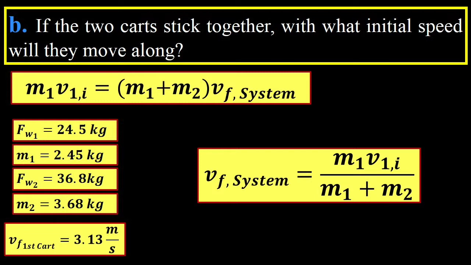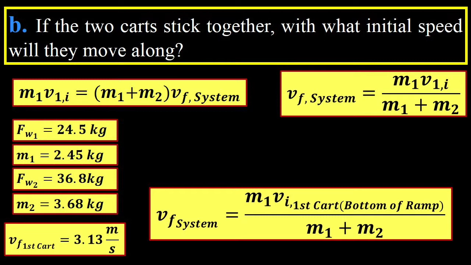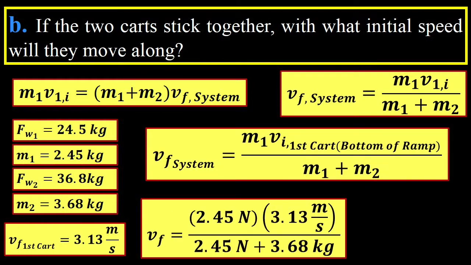I use the property of symmetry to flip-flop them and then divide through. So it's going to be M1 V1I, which is the first cart at the bottom of the ramp, and those are the values that you're going to plug in there. And then the answer will be, wait for it, can you do it before it comes up? I challenge you. You can put it on pause.